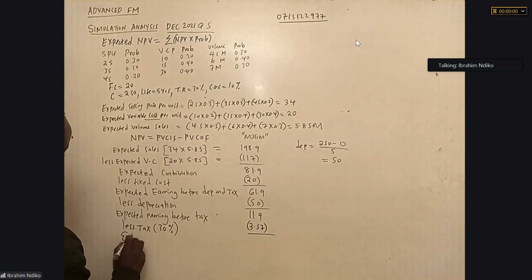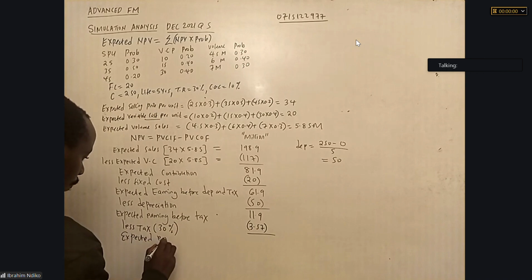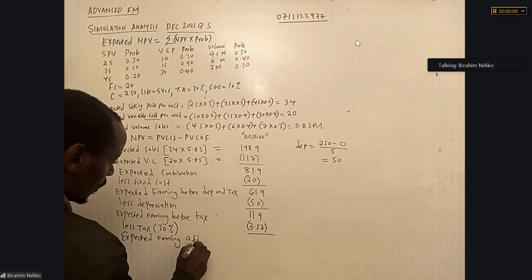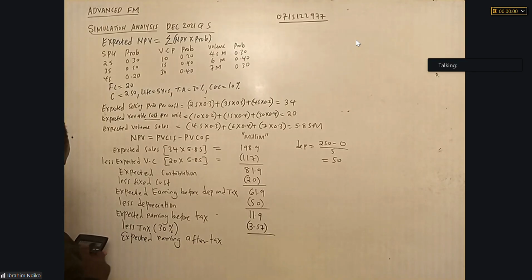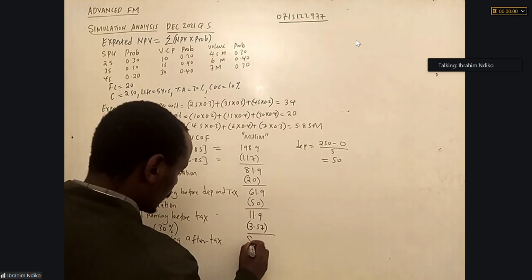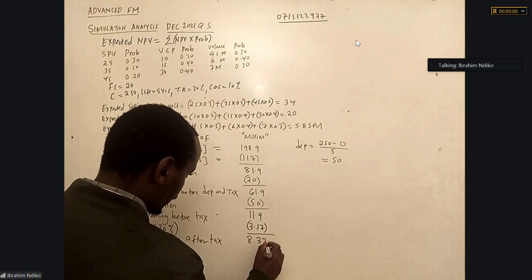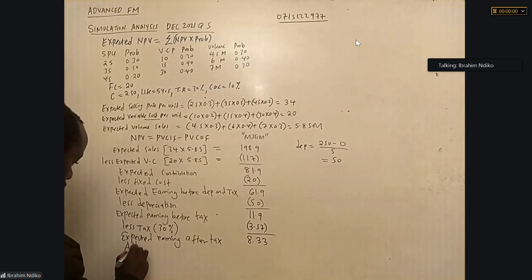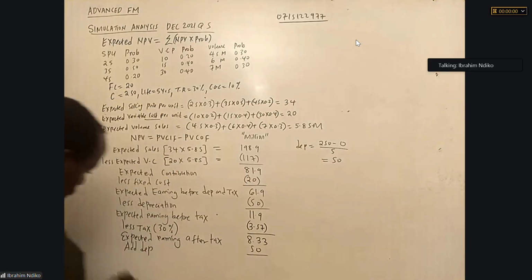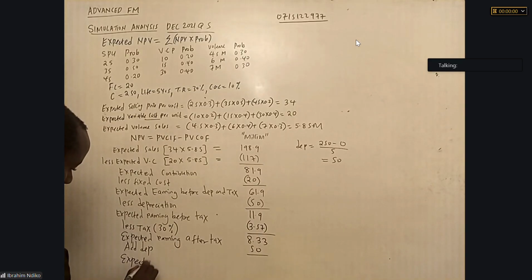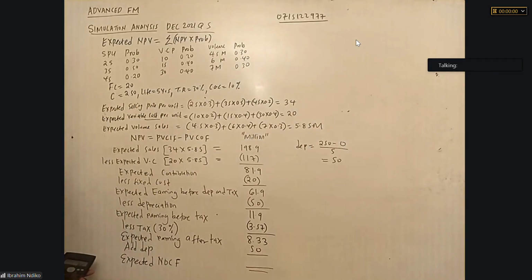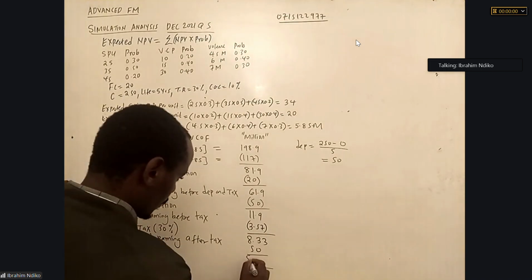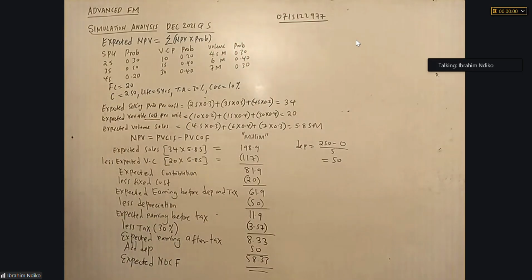But you can get expected earnings after tax. 8.33. Then we add back depreciation of 50. So we shall get expected NOCF. 15 point. Now we 15.33.